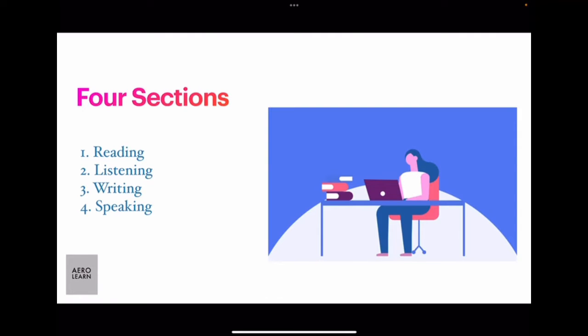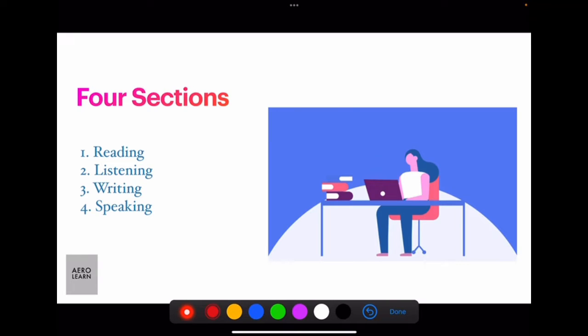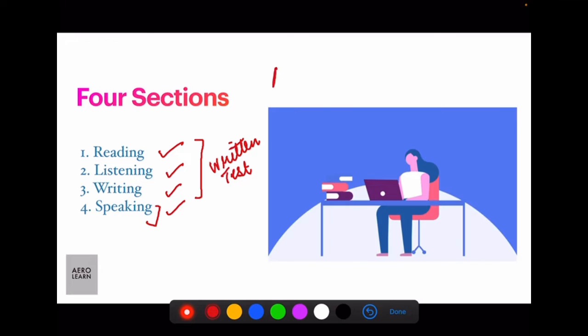First of all, the different sections are reading, listening, writing and speaking. Reading, listening and writing are part of your written test, and the speaking test is taken separately. Depending on the type of your test, it can be either academic or general. But these four sections are the same, whichever exam you choose; you have to complete these four sections in order to get a good score. Now, one by one, we are going to discuss each section.